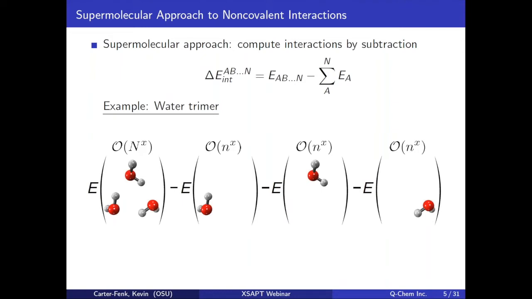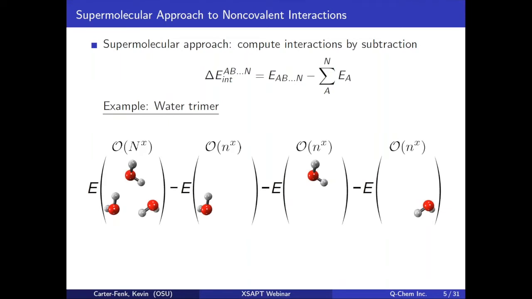So you'll note that the notation changes for the monomer energy terms. So a lowercase n here indicates that the calculation scales with the number of basis functions on a particular fragment, or on the single water molecules in this example.